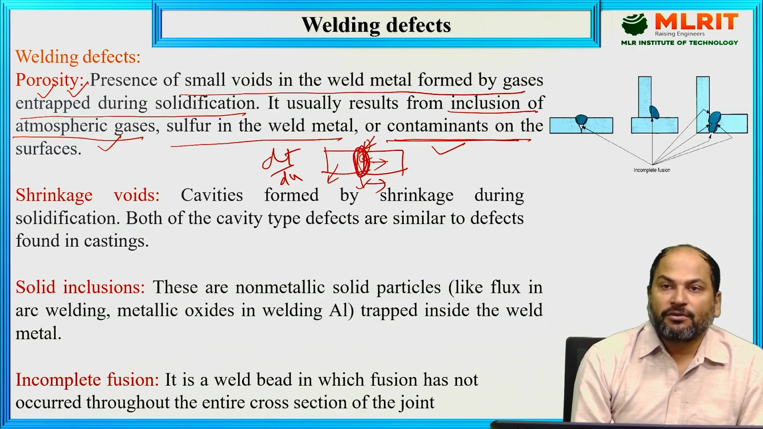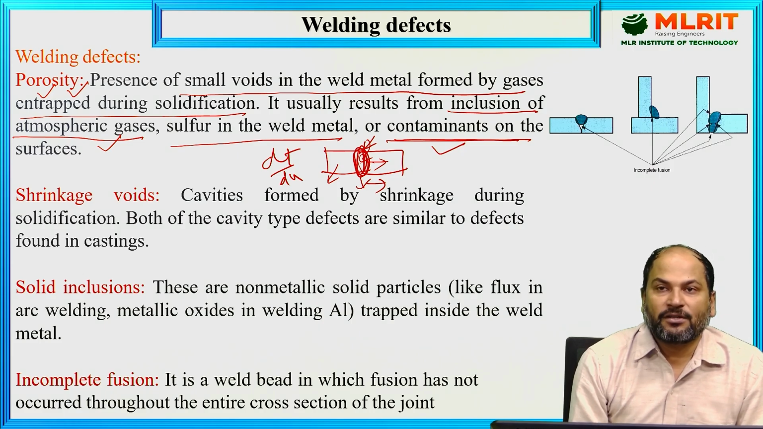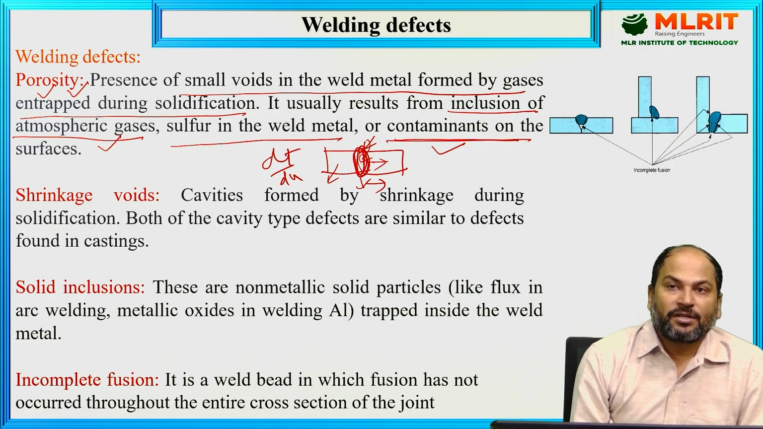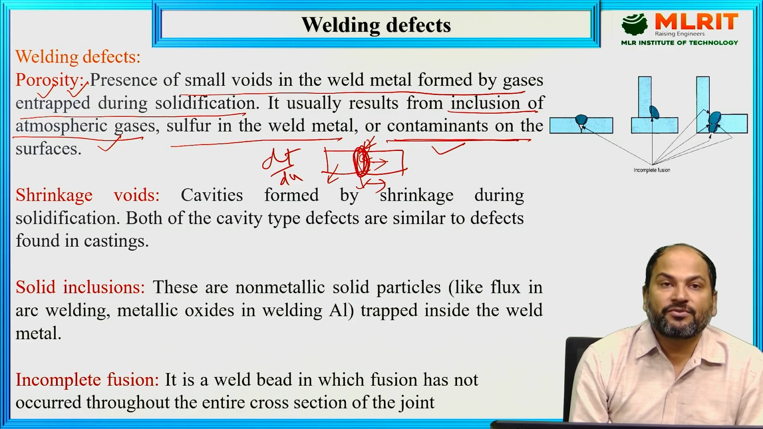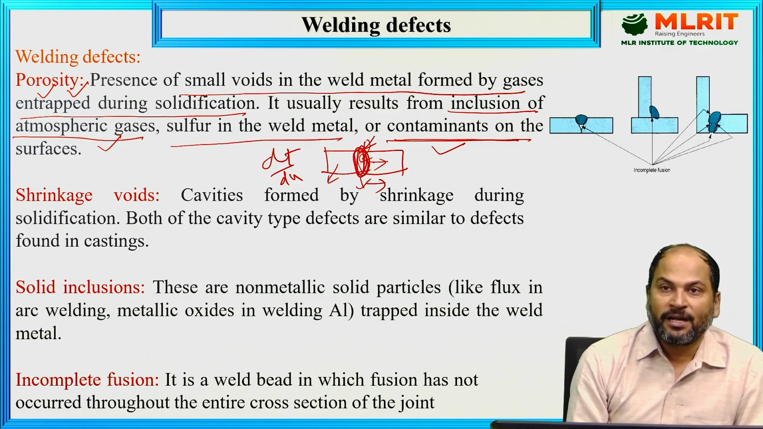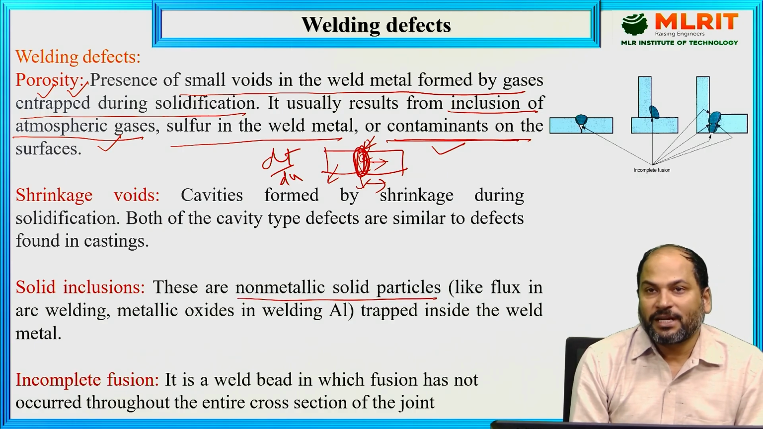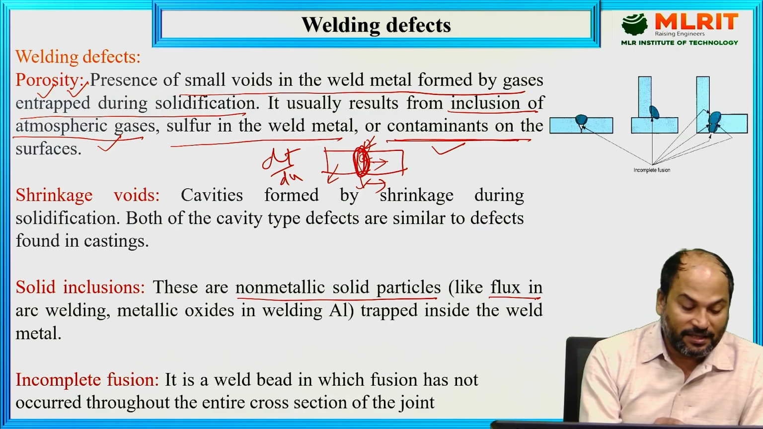Another one is solid inclusions. That is also very difficult to control. Suppose we are doing a welding and we are using flux over there. So what happens? That flux will be melted, and sometimes that molten flux will be mixed with the molten metal that we are welding together, and it will go inside the welded structure. So once welding is completed, that solid inclusion will remain over there, and it will appear in the form of defect.